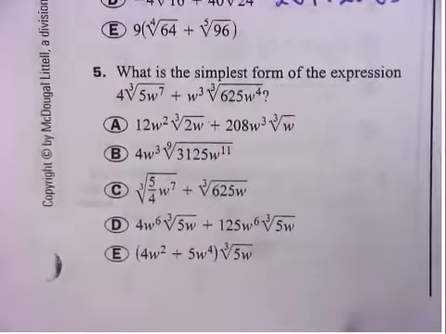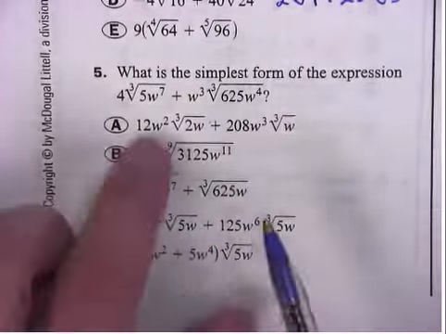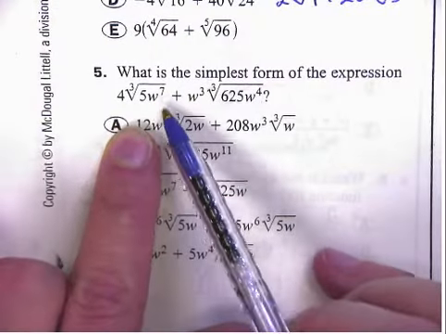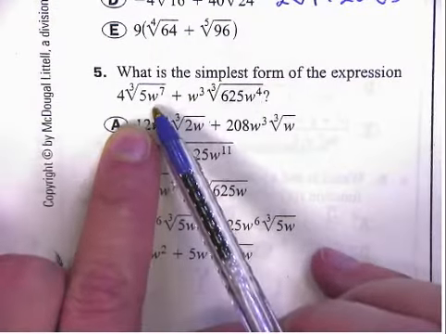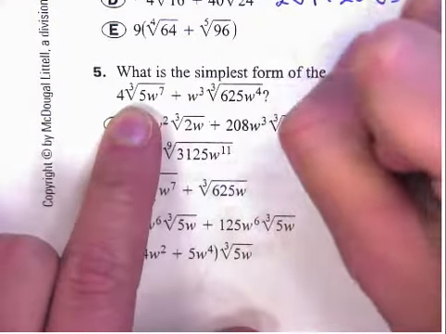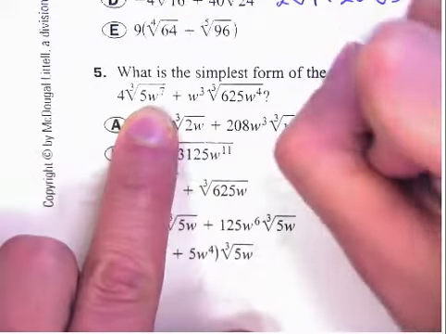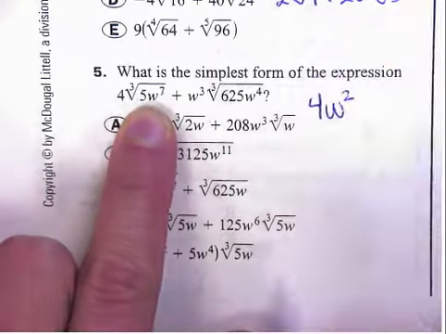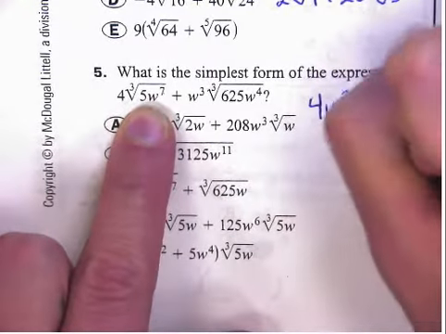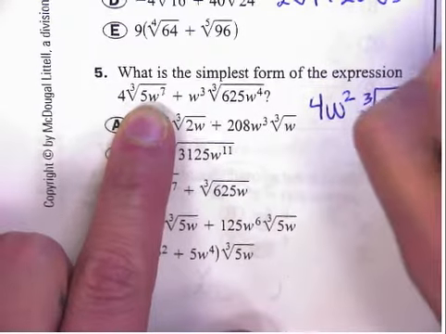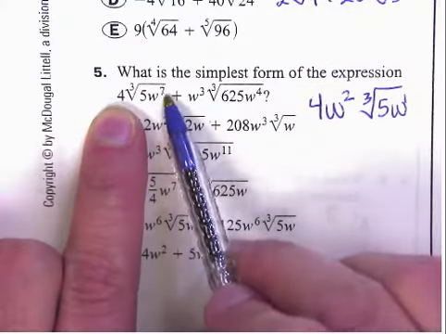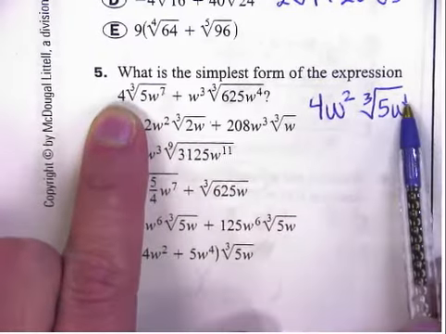Okay. So number 5 was the next one you guys asked about. On number 5, you're simplifying again. I have the cube root of w to the 7th. So when I do that, I can take out, let's see, 3 goes into 7 twice, so I have w squared. And then I have the cube root of 5, and there's 1 left over because 3 goes into 7 twice, so 2 times with 1 left over.